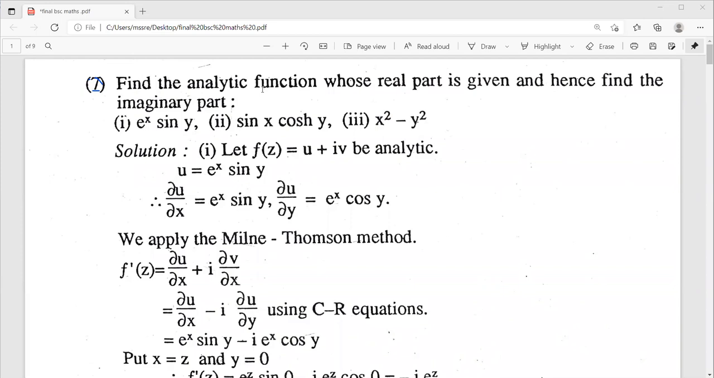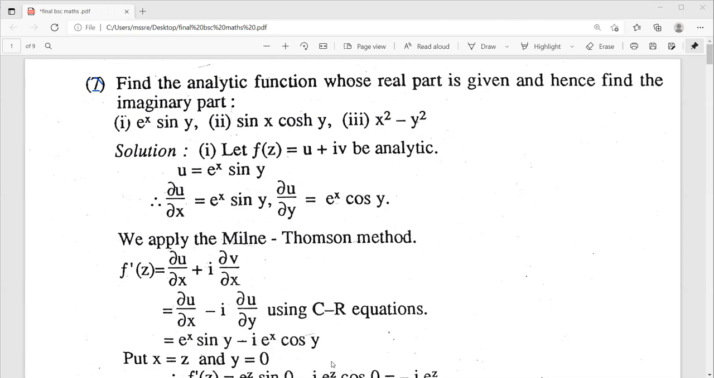That is e raised to x sin y, because of the differentiation of u with respect to x keeping y constant. Differentiation of e raised to x is e raised to x. And the differentiation of sin y, that is constant, therefore keep it as it is. Next, delta u by delta y. You have to differentiate u with respect to y keeping x constant. So e raised to x, differentiation of sin y is cos y.